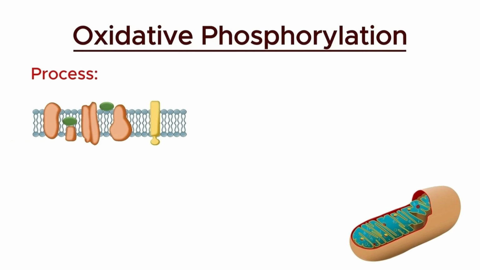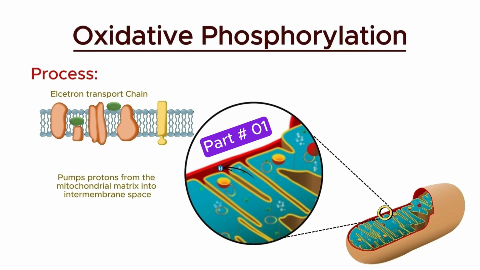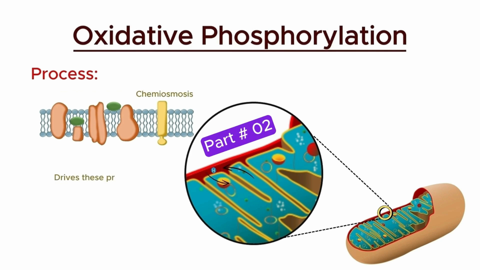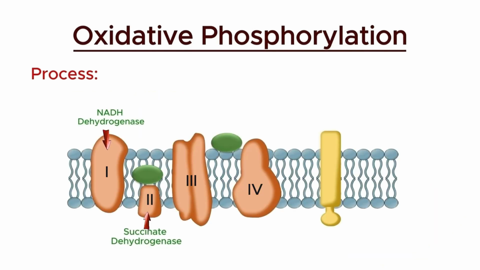Now that we have established that the electron transport chain pumps protons from the mitochondrial matrix into the intermembrane space, and that chemiosmosis drives these protons back into the mitochondrial matrix to generate ATP, let's see how the process works in detail. Here are the names of the complexes used in oxidative phosphorylation.